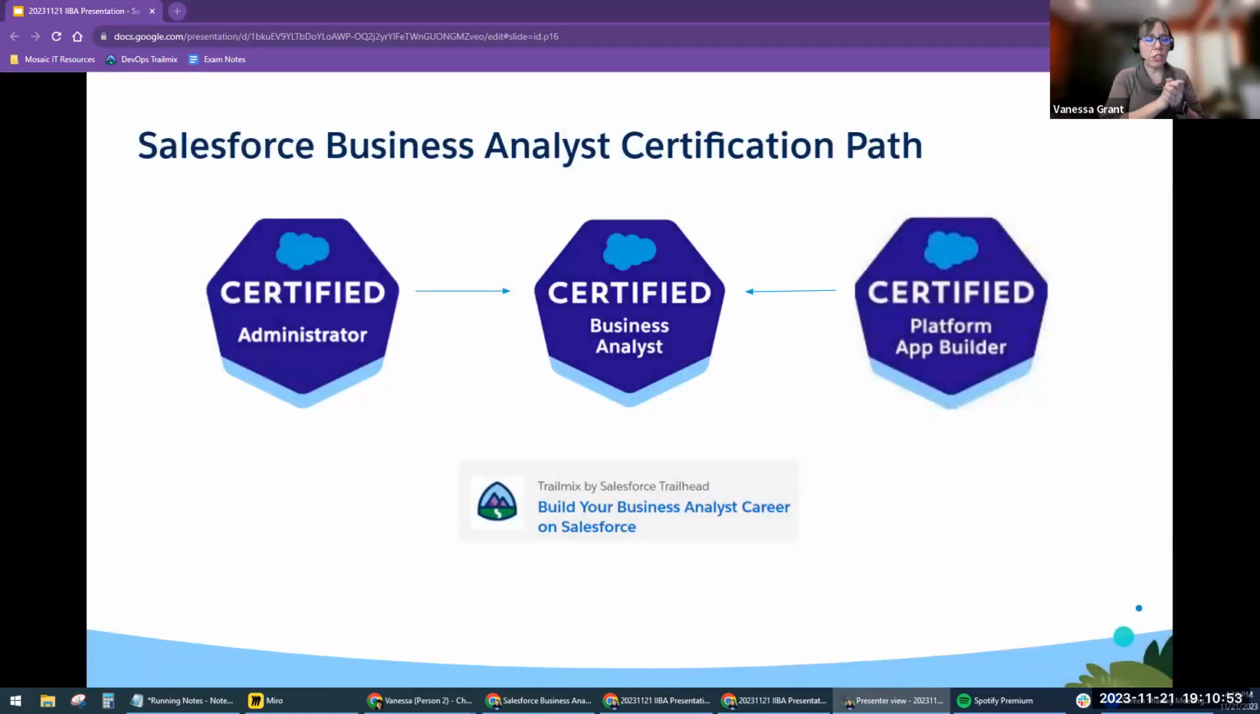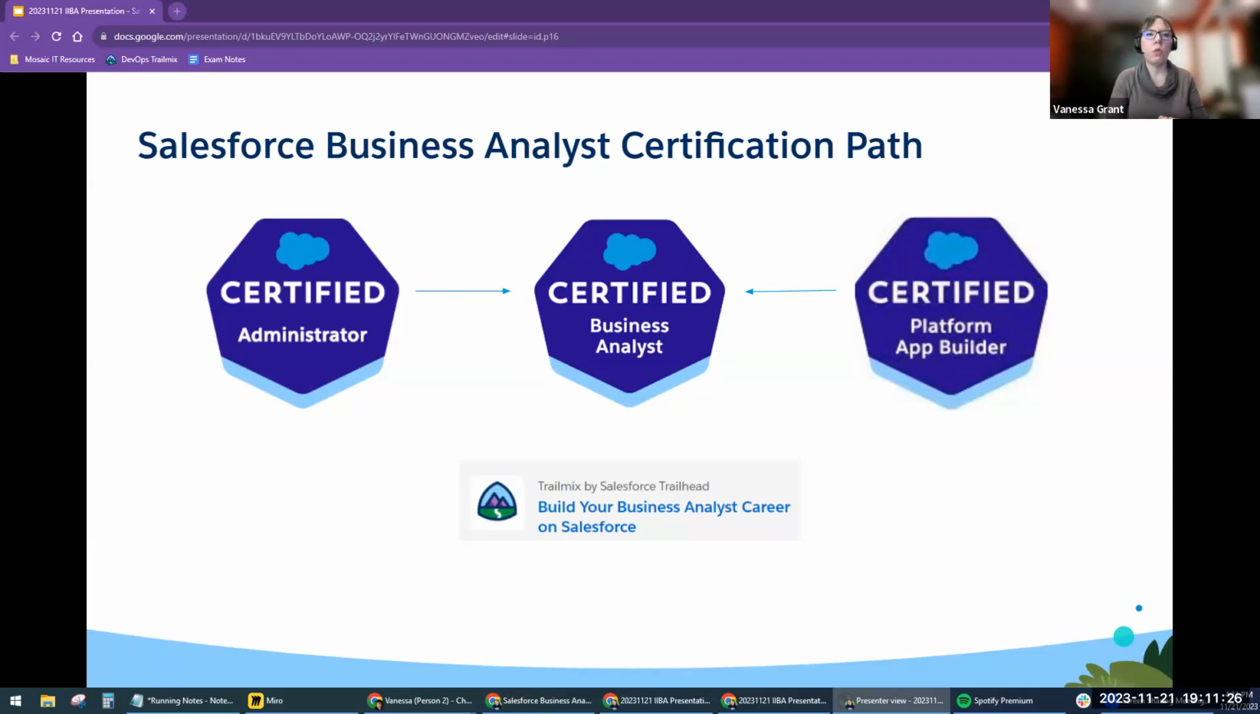So, resources: certification. Okay. Now, it used to be a prerequisite that you needed the admin certification to take the Salesforce business analyst certification. That is no longer the case. That being said, I think it's still really important that you either start with admin or platform app builder. Most of the job postings that I see for Salesforce BAs are not necessarily asking for Salesforce BA certifications. They're asking for admin certifications.